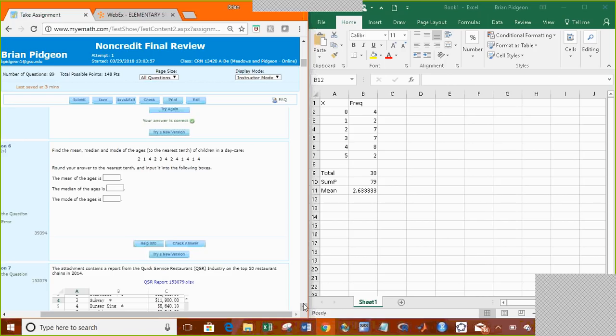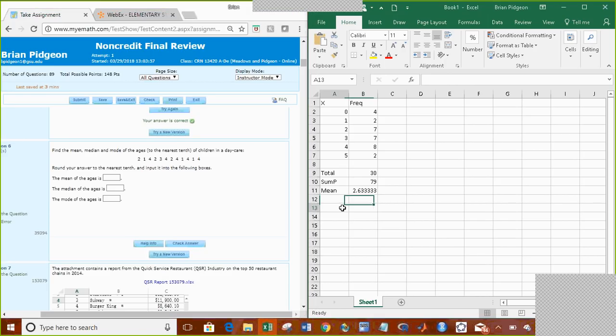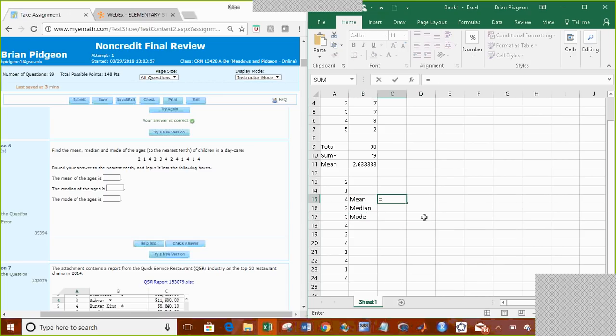Alright, the mean, median, and mode. So I'm going to put these into Excel again. 2, 1, 4, 2, 3, 4, 2, 4. Alright, so we have to find the mean, median, and mode. So the mean is just your average. Now, most times in Excel, if you remember, the name of the function is the name of whatever you're calculating. But for mean, the function is average, it's not mean.